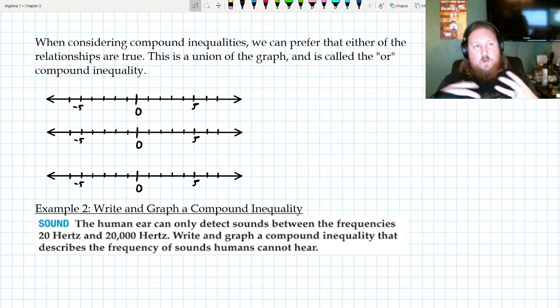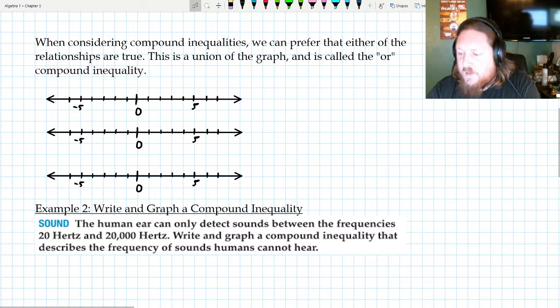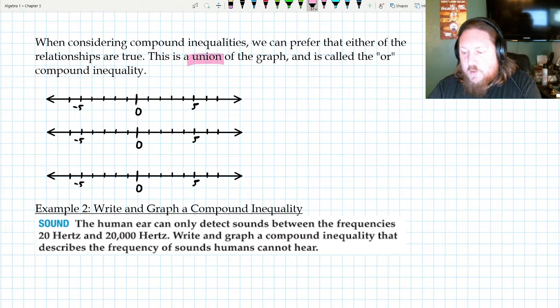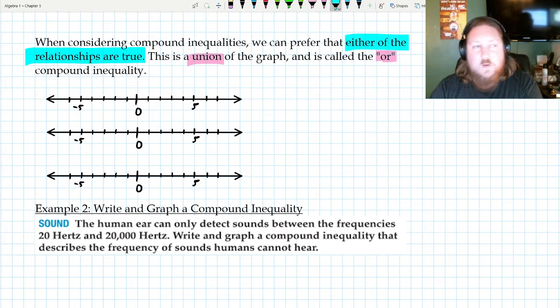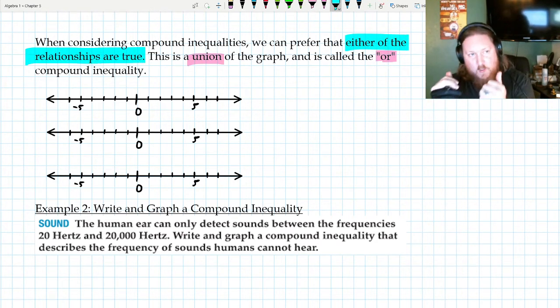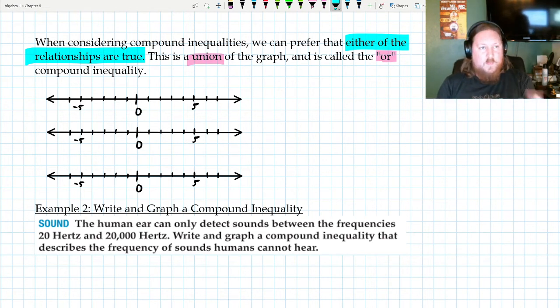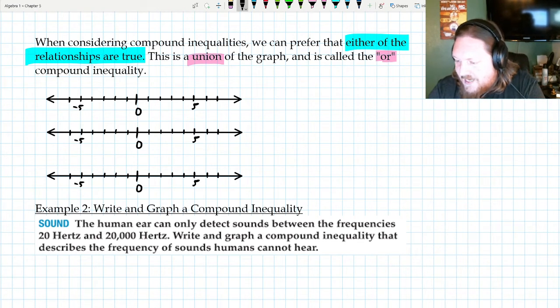Now, of course, those were "and" inequalities we just talked about in the last video. In this video, we're going to talk about another kind called a union, which we also call an "or". The idea behind it is we want either of the relationships to be true. They can both be true, or just one of them can be true and the other false. That's okay. So let's take a similar approach here.